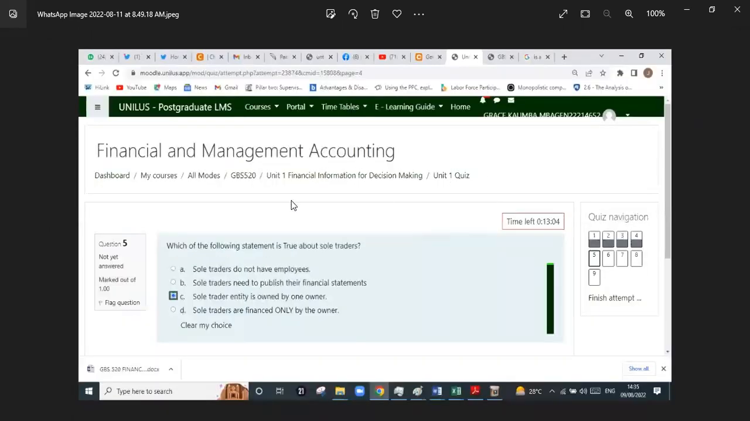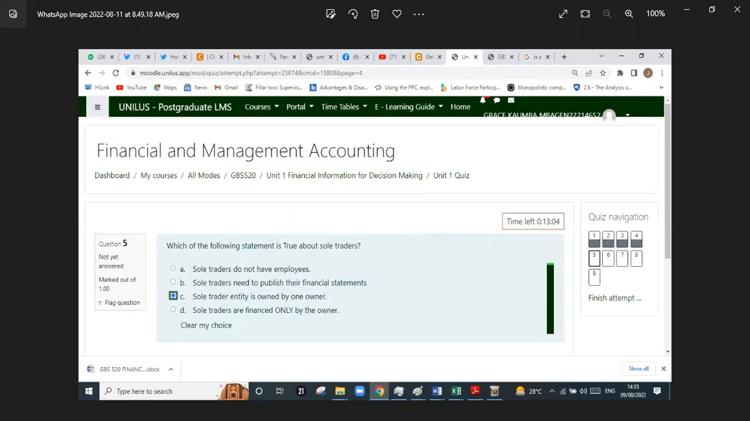Then when we go to the fifth question, we're being asked which of the following statements is true about sole traders. They don't have employees. This is a lie. They do have employees. They need to publish their financial statements. Only a company can do that. We're also told that it is owned by one person. This is true. Sole traders are financed only by the owner. No, they could even be financed by friends.